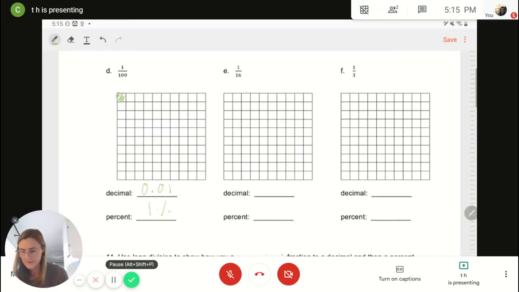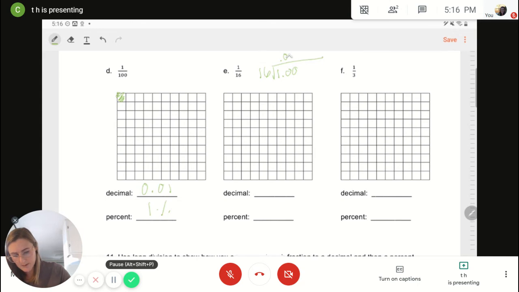So 1 out of 16 is a little bit trickier because I can't really think, what's 1/16 out of 100? I don't already have that in my head. So I would actually need to divide 1 by 16. And now obviously 16 doesn't go into 1, doesn't go into 10. It does go into 100. And I keep that decimal point.